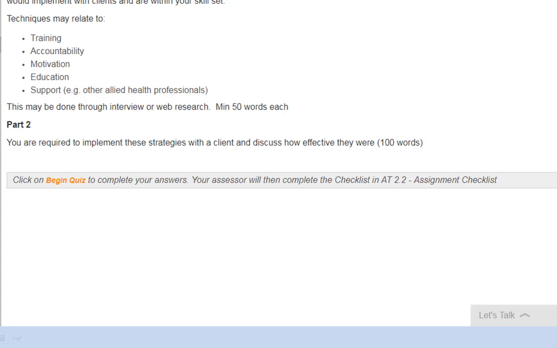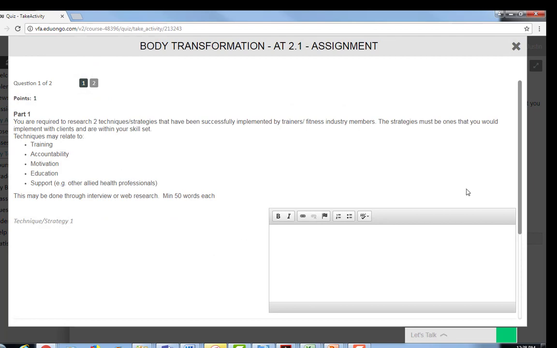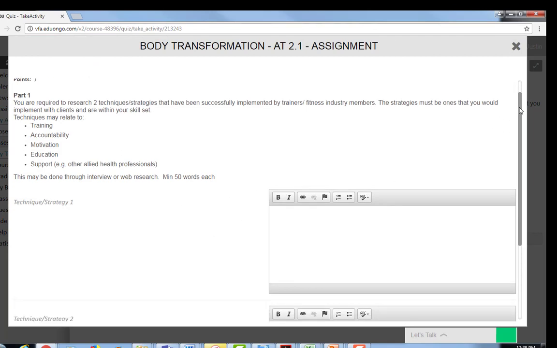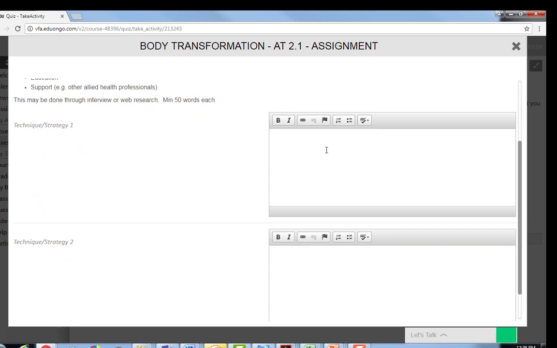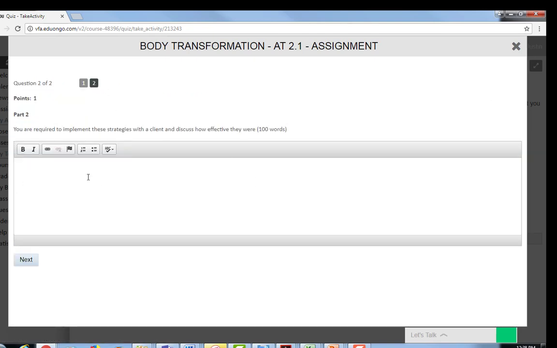So for this assessment task, you basically will be completing it by answering questions. So for part 1, 50 words here for technique or strategy 1, 50 words for technique or strategy 2. And for part 2 of the assignment, you need to do a 100-word summary of how effective the strategies were. So again, that's not 100 words for each one. This is a 100-word summary that's going to include information on the effectiveness of both strategies or techniques.